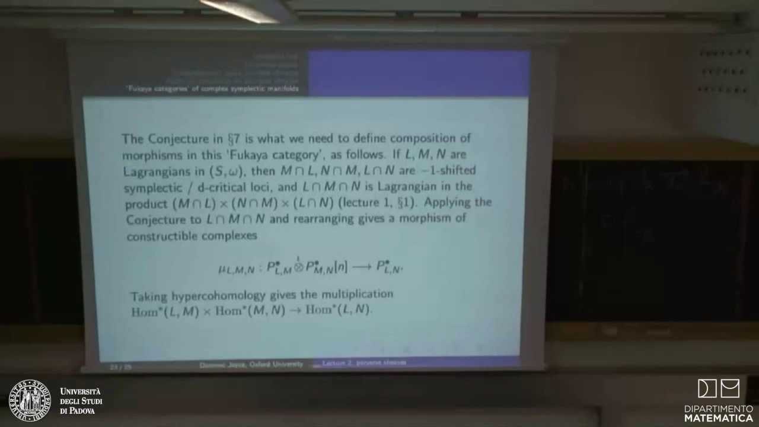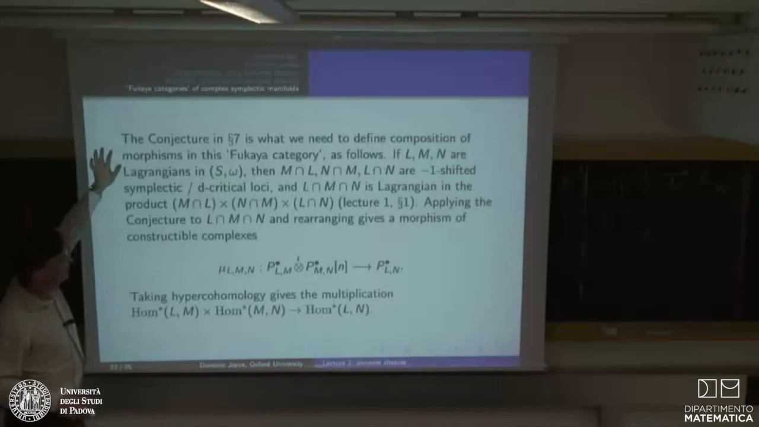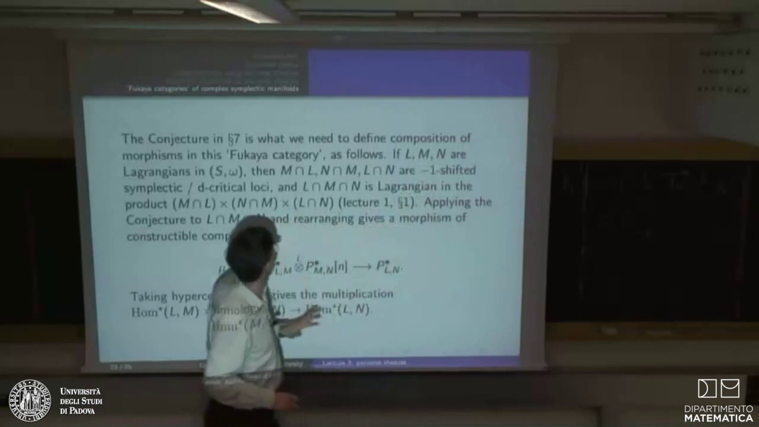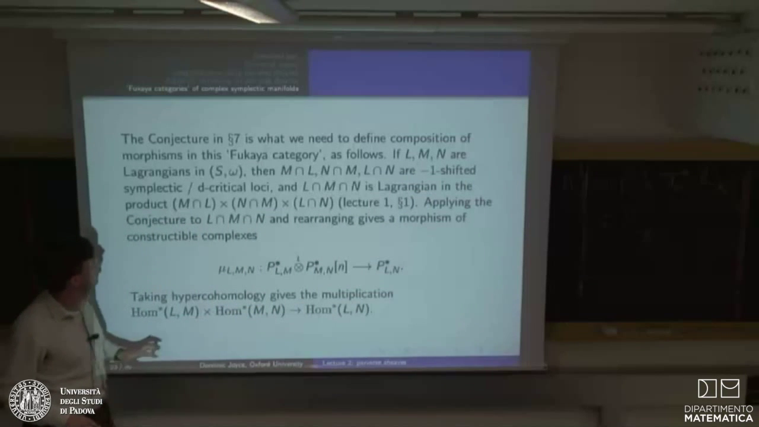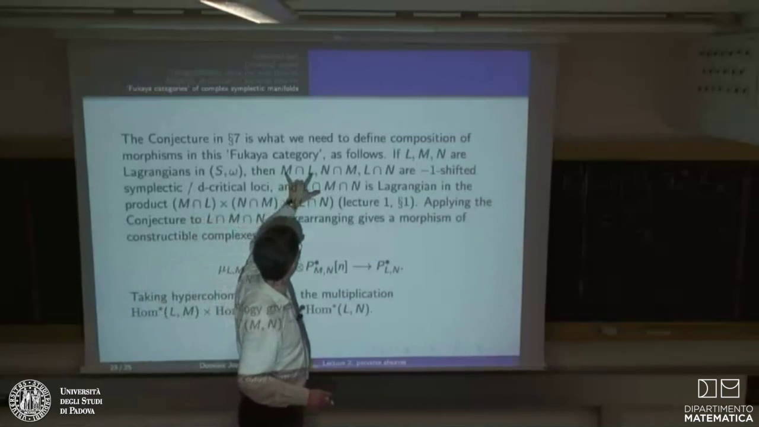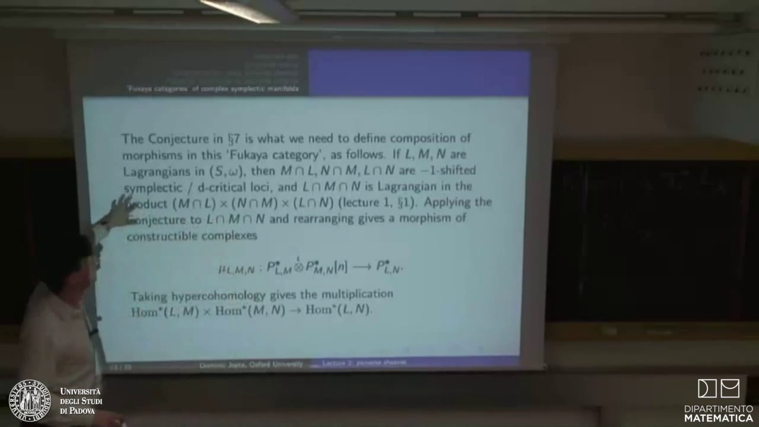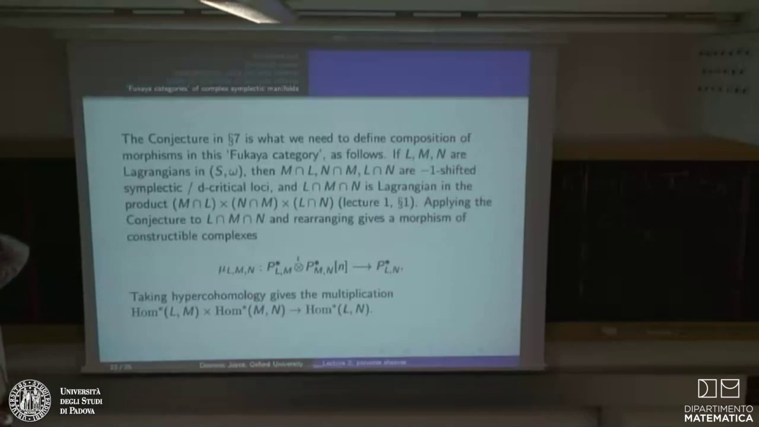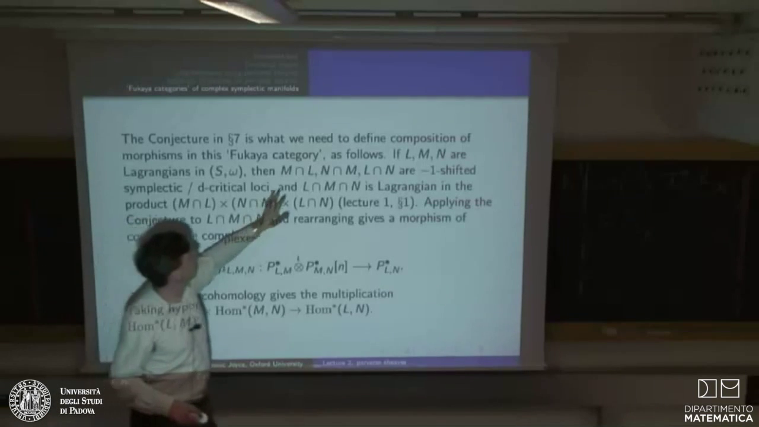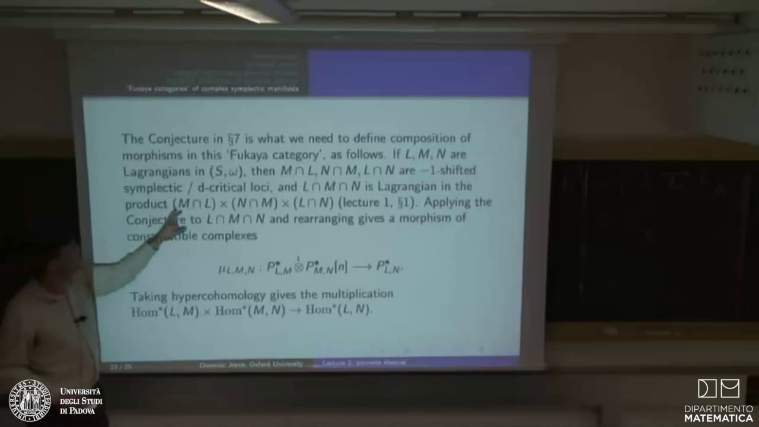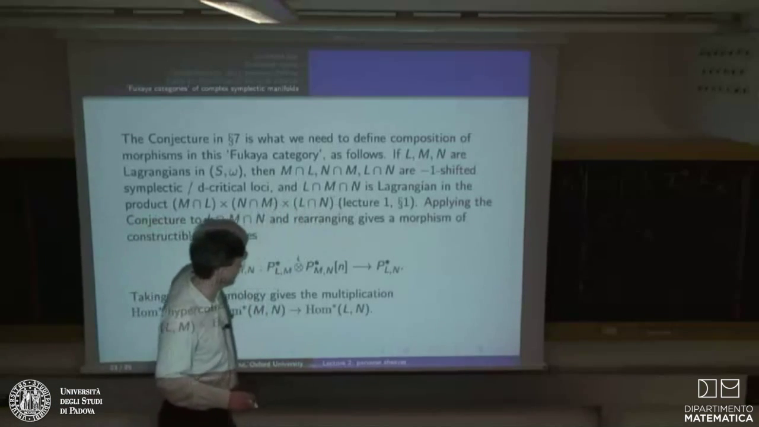Okay, so this conjecture I talked about a little while ago is exactly what we need to define composition of morphisms in the Fukaya categories. Because if we have three Lagrangians, L and M and N, then we have three pairwise intersections, L intersect M, M intersect N, L intersect N. They're all minus one shifted symplectic derived schemes, or critical loci. And the triple intersection, L intersect M intersect N, is Lagrangian in the product of three, as I said yesterday.